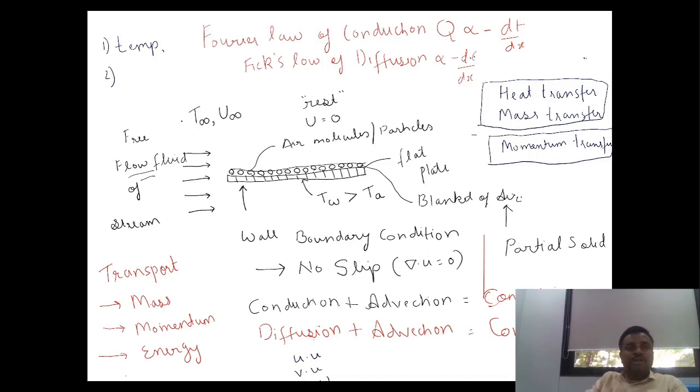The second reason is the source term. The source term in momentum transfer is related to pressure. There is a pressure gradient, and we don't have explicit equations for solving the pressure gradient. In heat transfer we don't have the pressure gradient, while in momentum we have pressure gradient terms. So these are the two reasons why momentum transfer will be considered a separate framework, not grouped with heat and mass transfer.